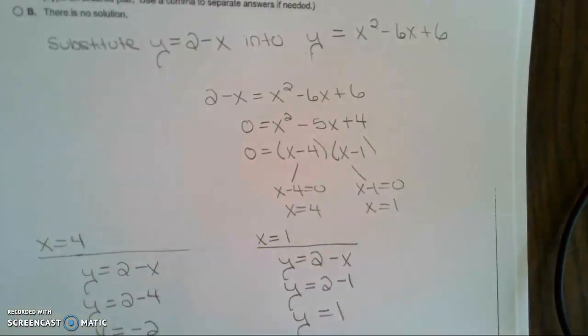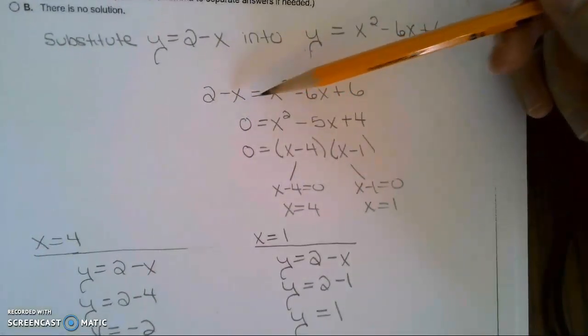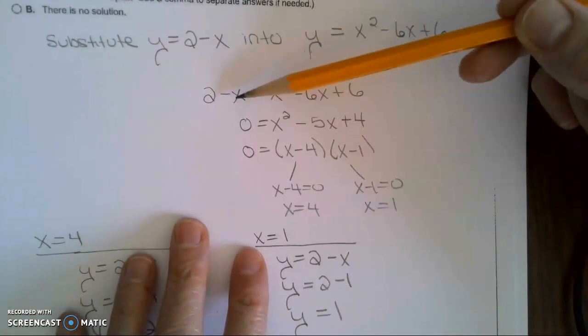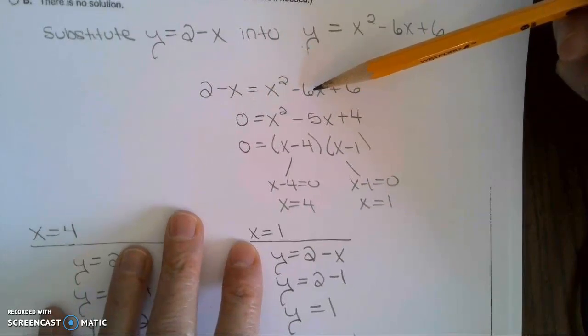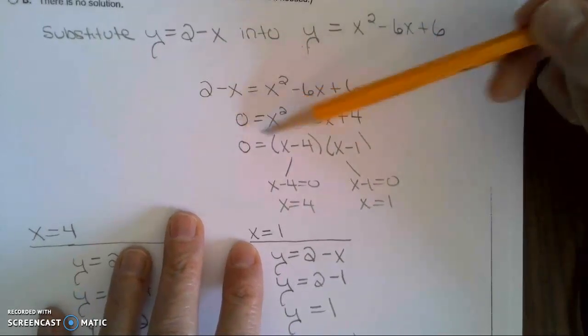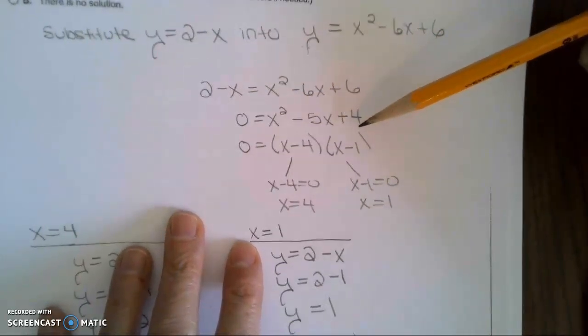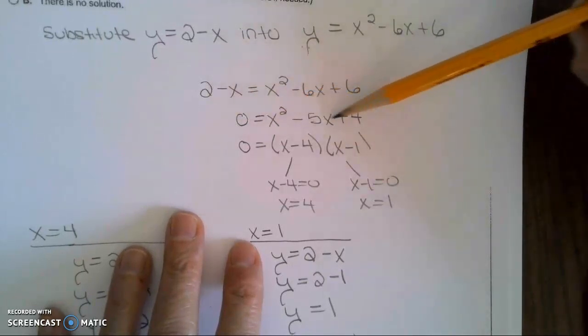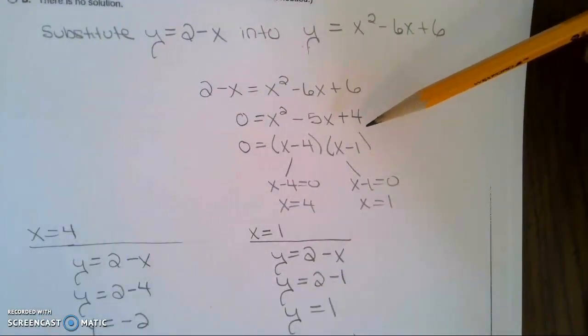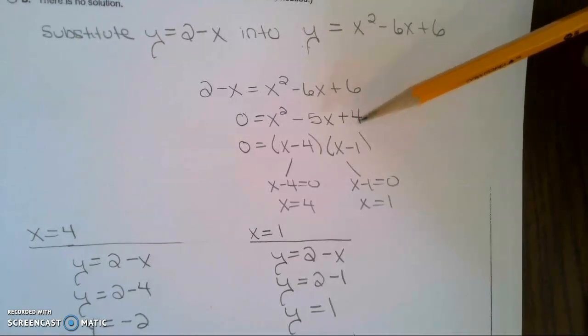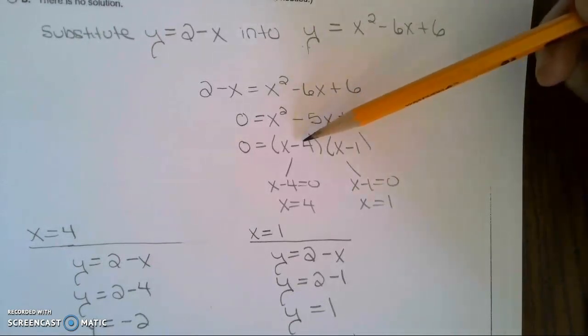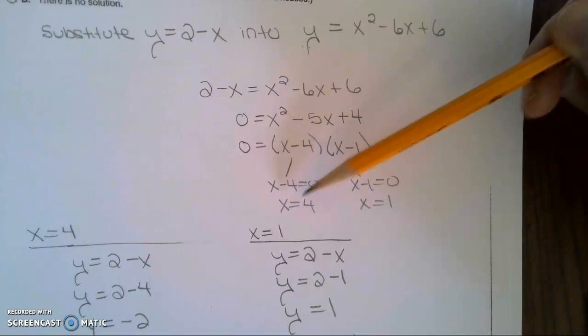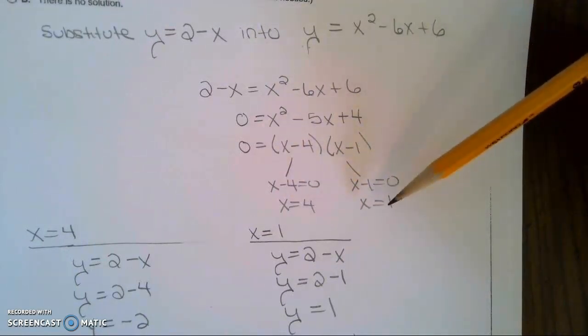At this point, I want to go ahead and solve it. So I want to have a 0 on the one side. So I add an x, which gives me negative 5x, and I subtract 2, which gives me 6. So now we have a quadratic equation. You can either use the quadratic formula, or this one does factor nicely, so I went ahead and factored it. So one answer I got for x is 4. The other answer I got was 1.